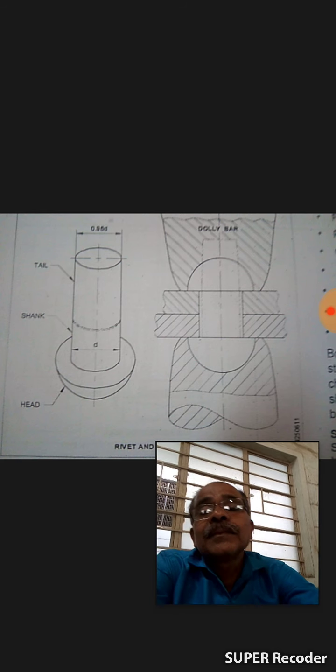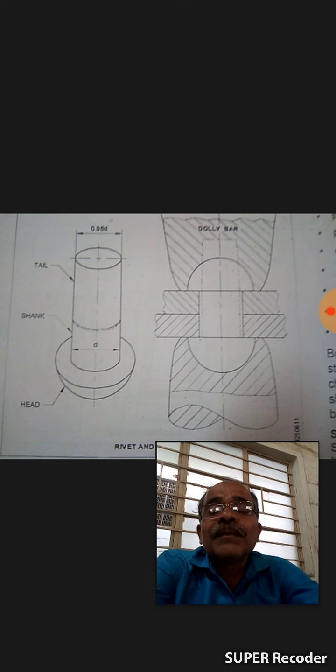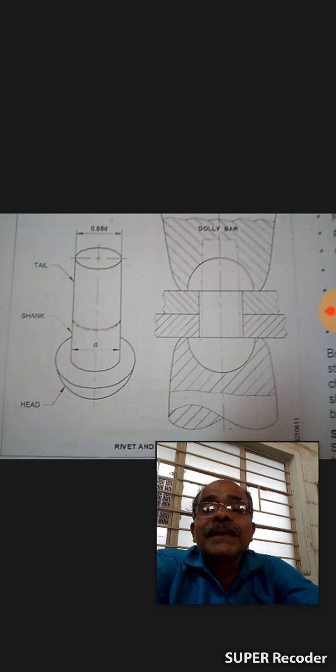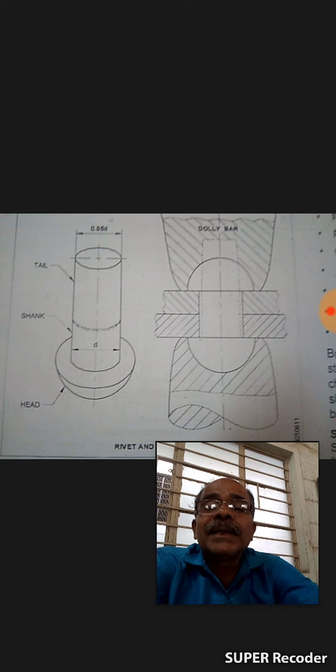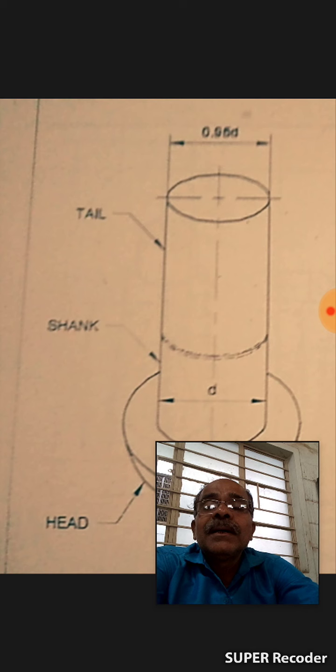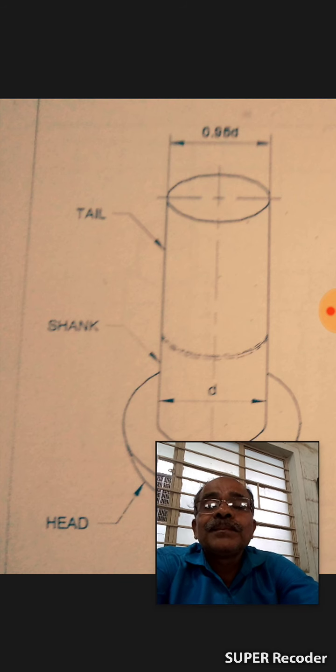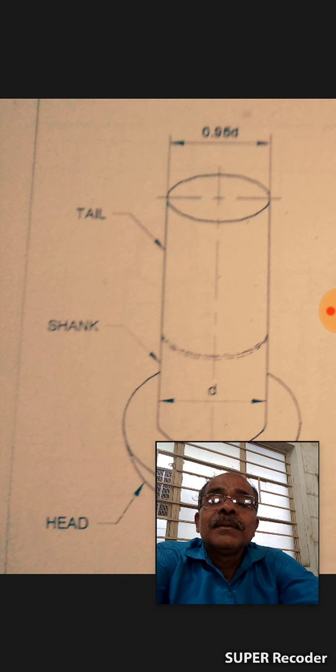There are so many types of rivets used for various purposes: bifurcated rivet, snap head rivet, pan head rivet, countersink head rivet, and so on. Here is one simple figure of the snap head rivet. See this one.